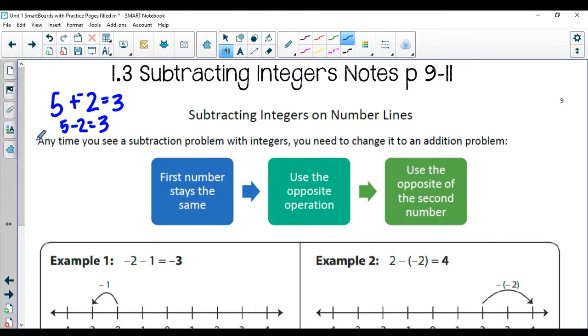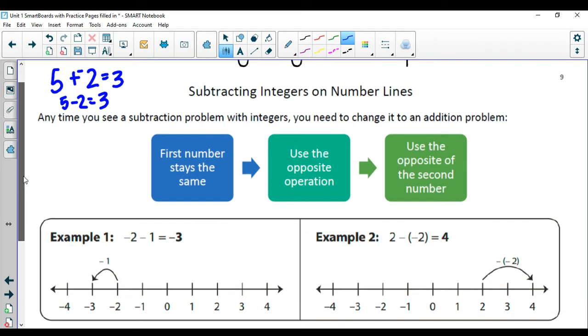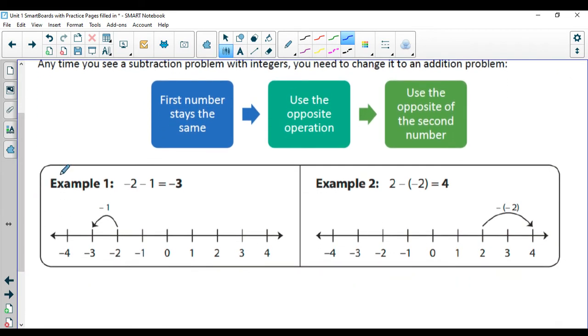So you're still going to end up with $3. What we're going to be doing today is making 2 marks on every single subtraction problem that we see. So every subtraction problem will turn into an addition problem. In example 1 here, we have negative 2 minus 1. So that negative 2 is going to stay negative 2. The minus will change to a plus, and that 1's going to turn negative. If you see negative 2 minus 1, you can think about it as 2 pieces, negative 2 and negative 1. We're turning it into an addition problem.